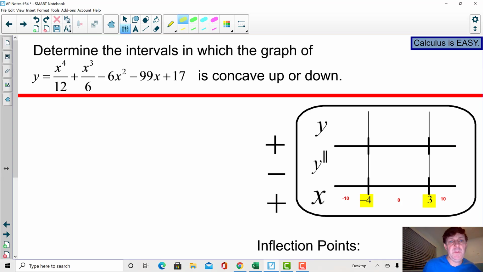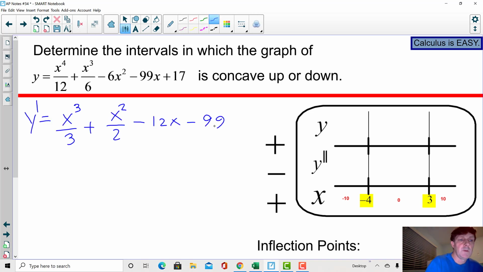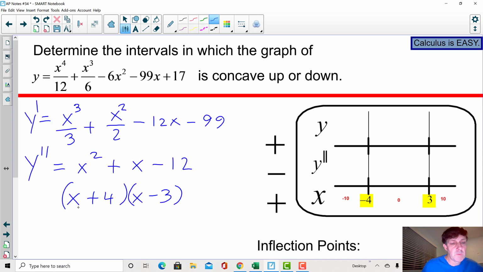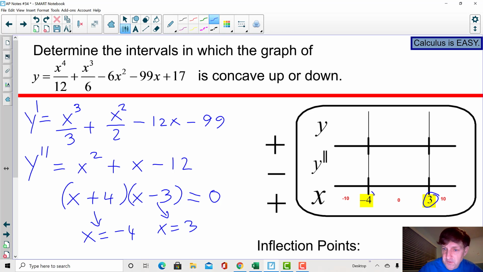Okay, here we want to determine the intervals in which the graph of this equation is concave up or concave down. So we're going to start by doing the first derivative. Then we'll do one more derivative, and we'll factor it. Now the second derivative is not going to be undefined anywhere, but we do want to see where it's going to equal 0. Turns out x equals negative 4 and x equals 3. So we're going to treat those like critical numbers, even though they're not critical numbers, right? Because this is not the first derivative test.